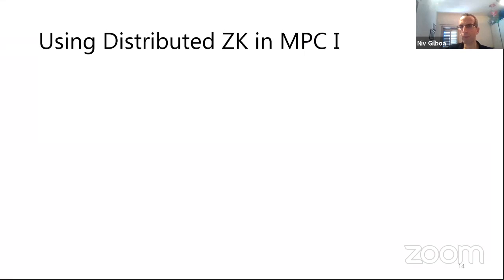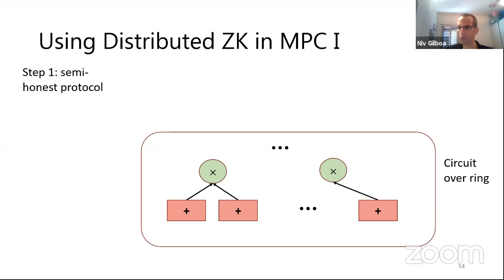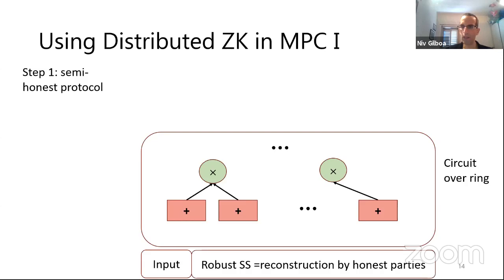Okay, so suppose we have this distributed zero knowledge. How can we use it in an MPC? So here's our approach. We start with a semi-honest protocol, and here's the original circuit. There's some circuit over a ring. There are a bunch of addition gates and a bunch of multiplication gates. And we have the input, and there's some secret sharing of the input. And we want this secret sharing to be robust. I'm going to go back to this several times during the talk. By robust secret sharing, I mean that the honest parties by themselves can reconstruct the secret, which is what we have in an honest majority setting.